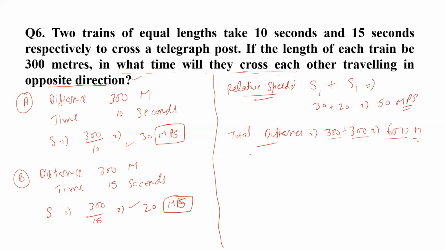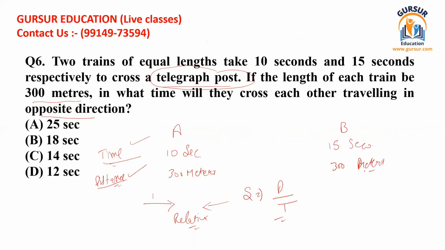And if they are covering this distance at this speed, we have to find the time, and this is the only thing left. As you all know, the formula for finding time is distance divided by speed. So now 600 divided by 50, and that comes to be 12 seconds. 12 seconds is our final answer.